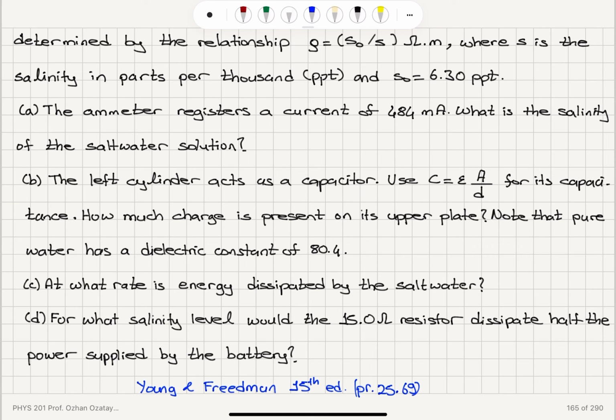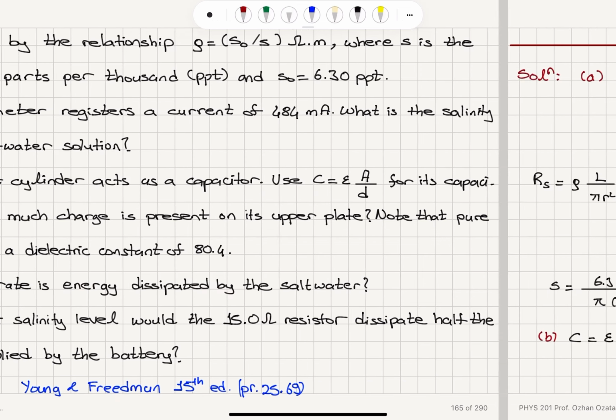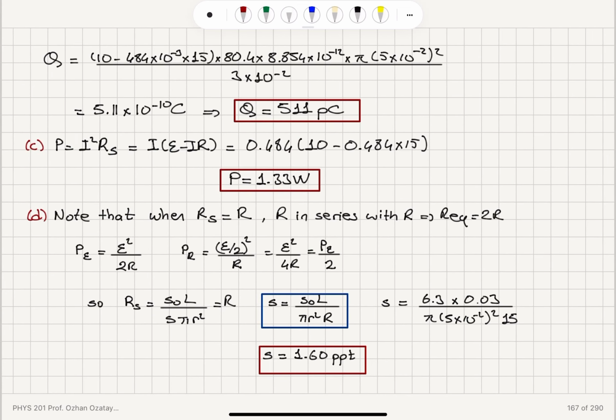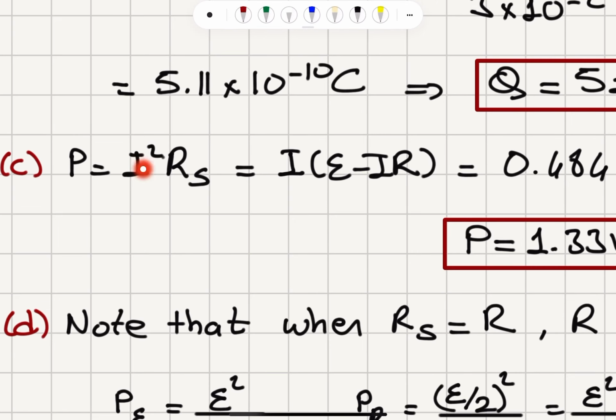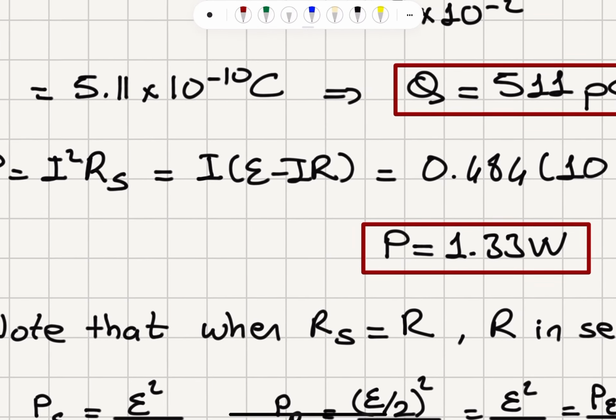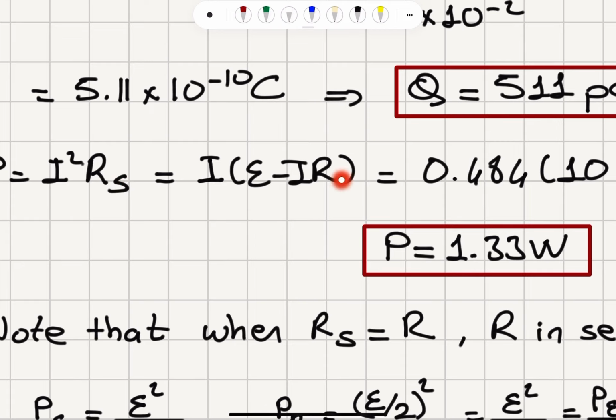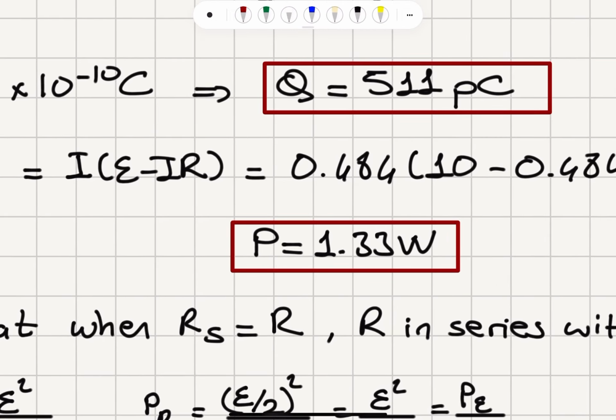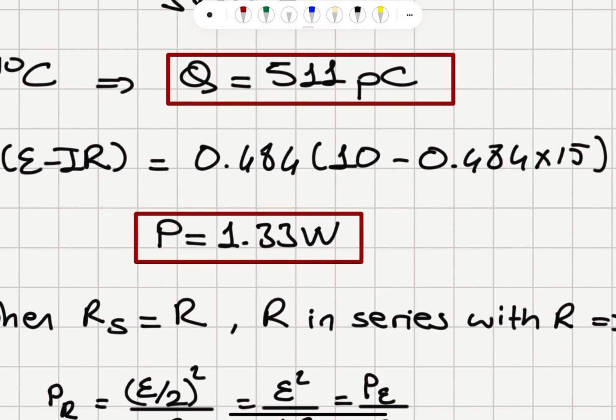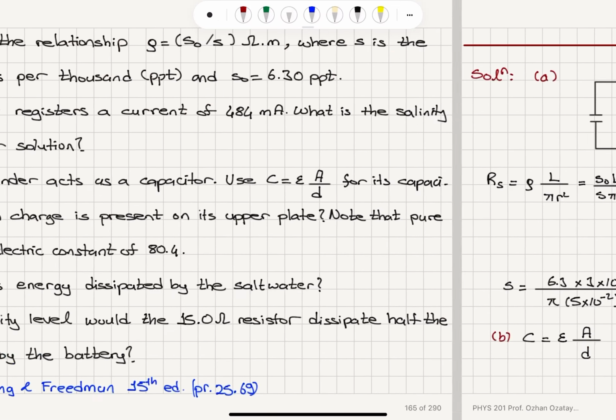In part C, at what rate is energy dissipated by the salt water? It is the current squared multiplied by the resistance. I times Rs is epsilon minus IR, so it is I times (epsilon minus IR). Substituting the values, we obtain 1.33 watts.